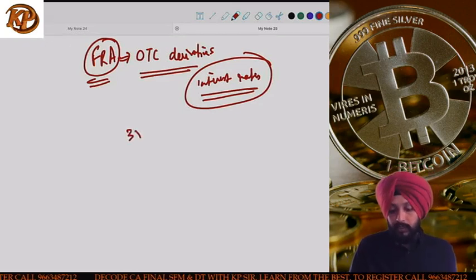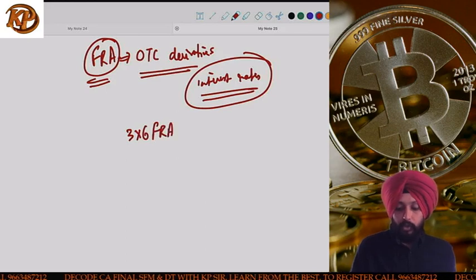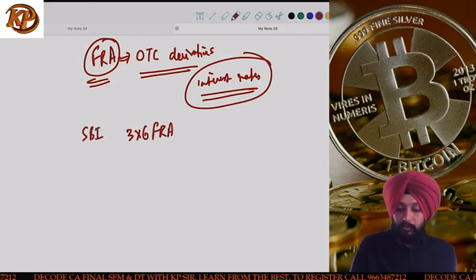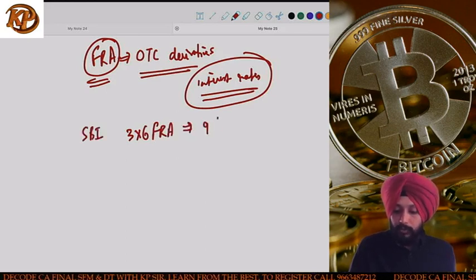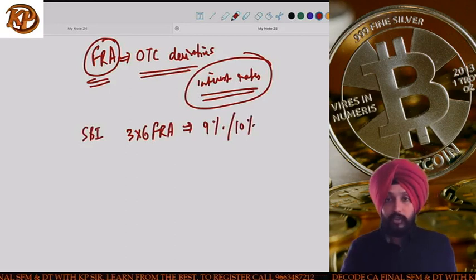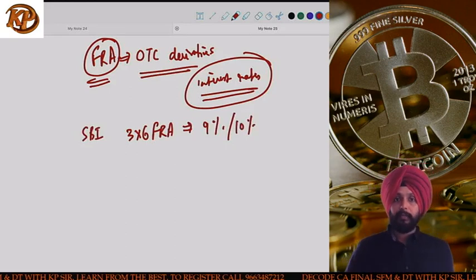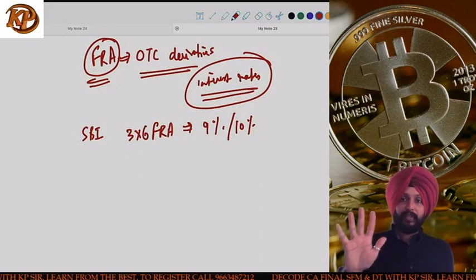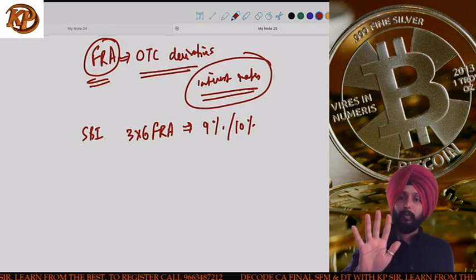So let's say this is how the FRA quotation is given by SBI. 3 into 6 FRA is equal to 9% oblique 10%. Suppose this is the quotation of SBI. I told you there are 5 things in total you need to remember. 5 things. You remember that, guys?